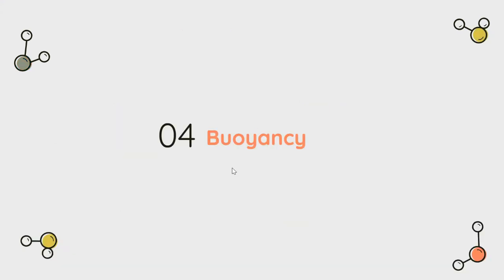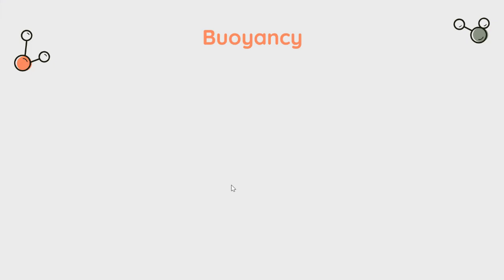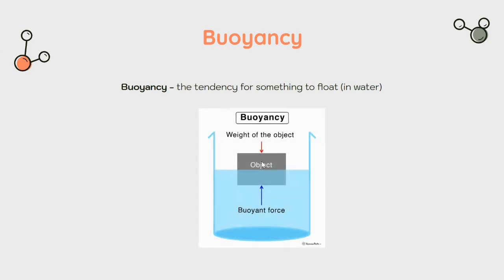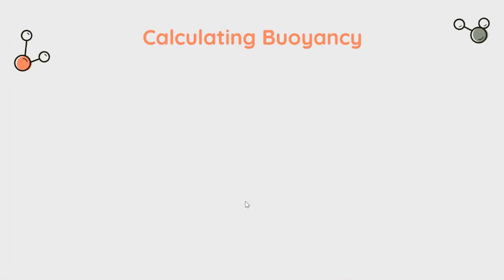Now let's talk briefly about buoyancy. What is buoyancy? Buoyancy is the tendency for something to float, usually in water, but it really could be any liquid. And let's take, for an example, this kind of block in a beaker of water. Buoyancy is really the balancing out of how much the object weighs versus what is the force of the water pushing up on the object. It's getting a little bit into the physics of things. We're going to use this as an example of how to use density to calculate that buoyant force.